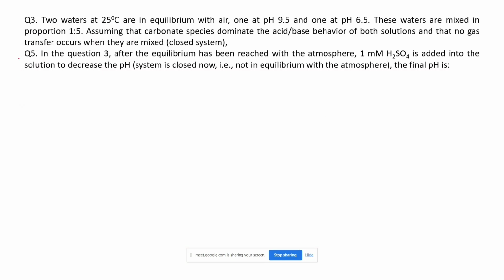So question number 5 starts from here: in question 3, after the equilibrium has been reached with the atmosphere, 1 millimolar H2SO4 is added into the solution to decrease the pH. And the system is closed now, that is not in equilibrium with the atmosphere. What is the final pH? So in question number 4, we found the pH by considering the system open. And in question number 5, we are adding H2SO4, and we have closed the system, and we have to find out what the final pH will be. So let's start solving this question.